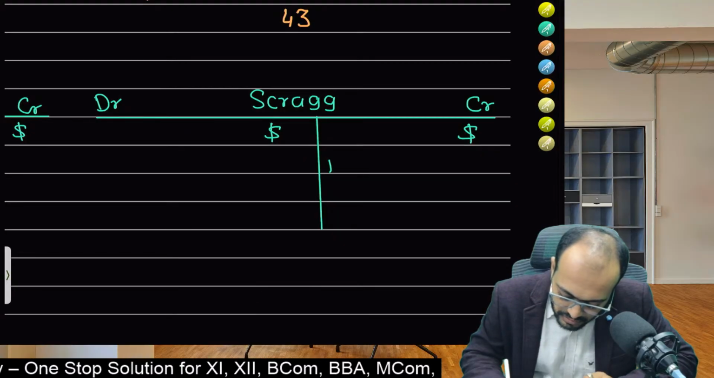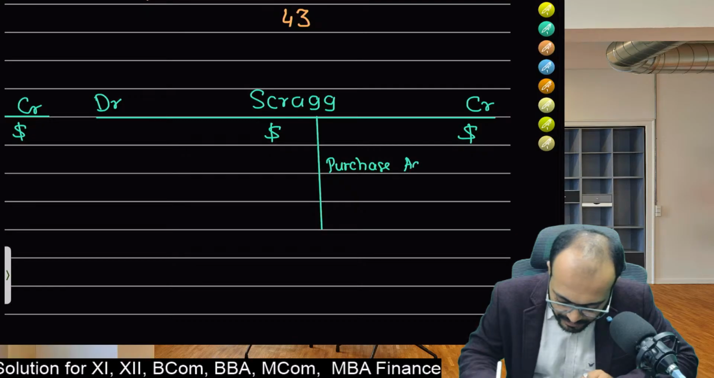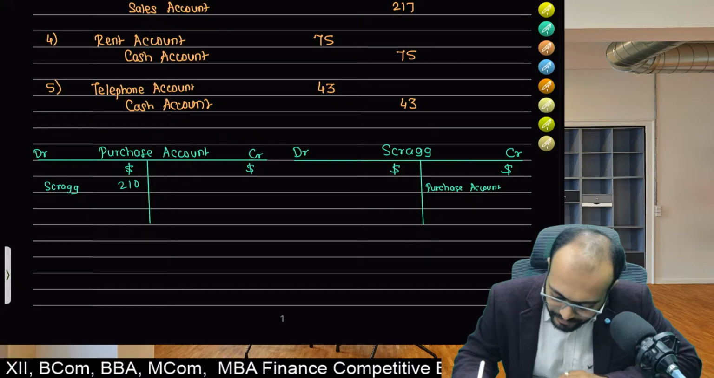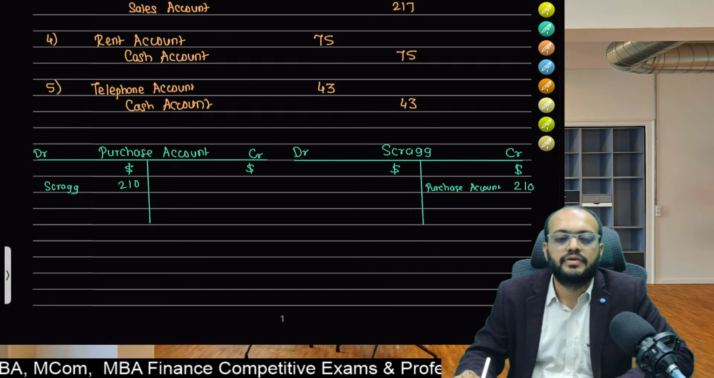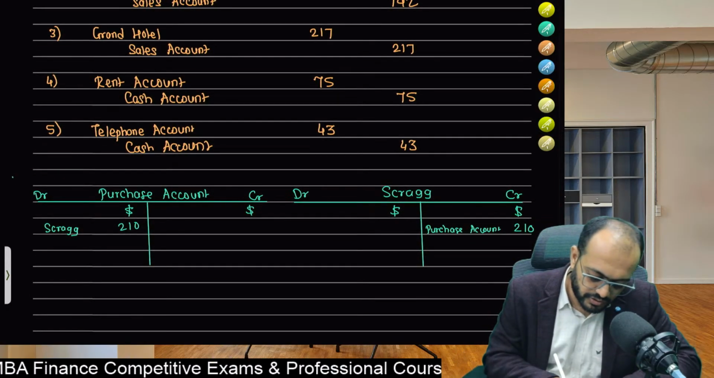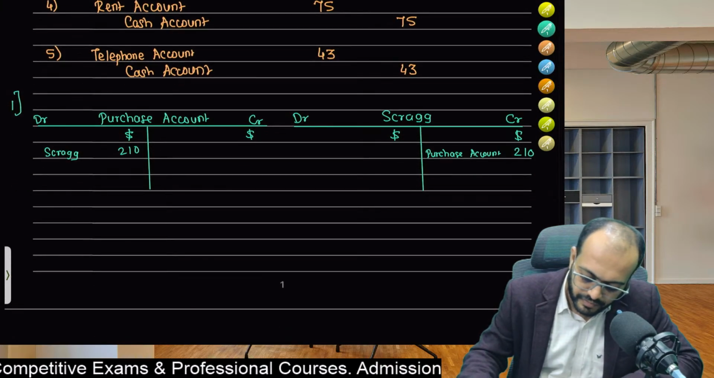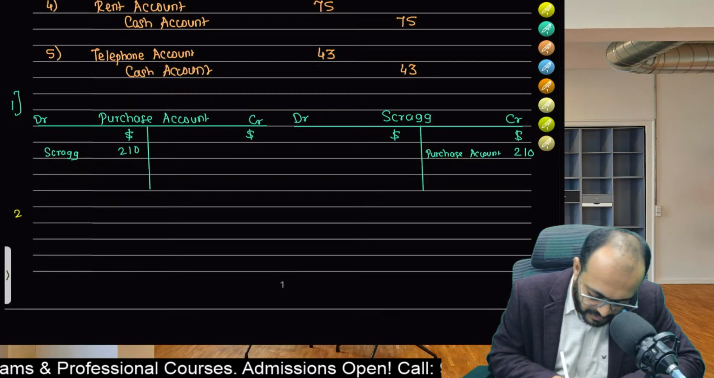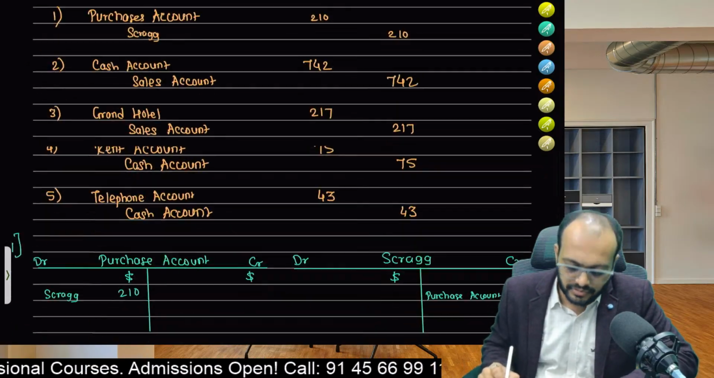So here, purchase account and the amount is $210. Okay, done. This was for transaction number 1. Now moving to the next transaction. Transaction number 2. The two accounts which are used are cash account and sales account.